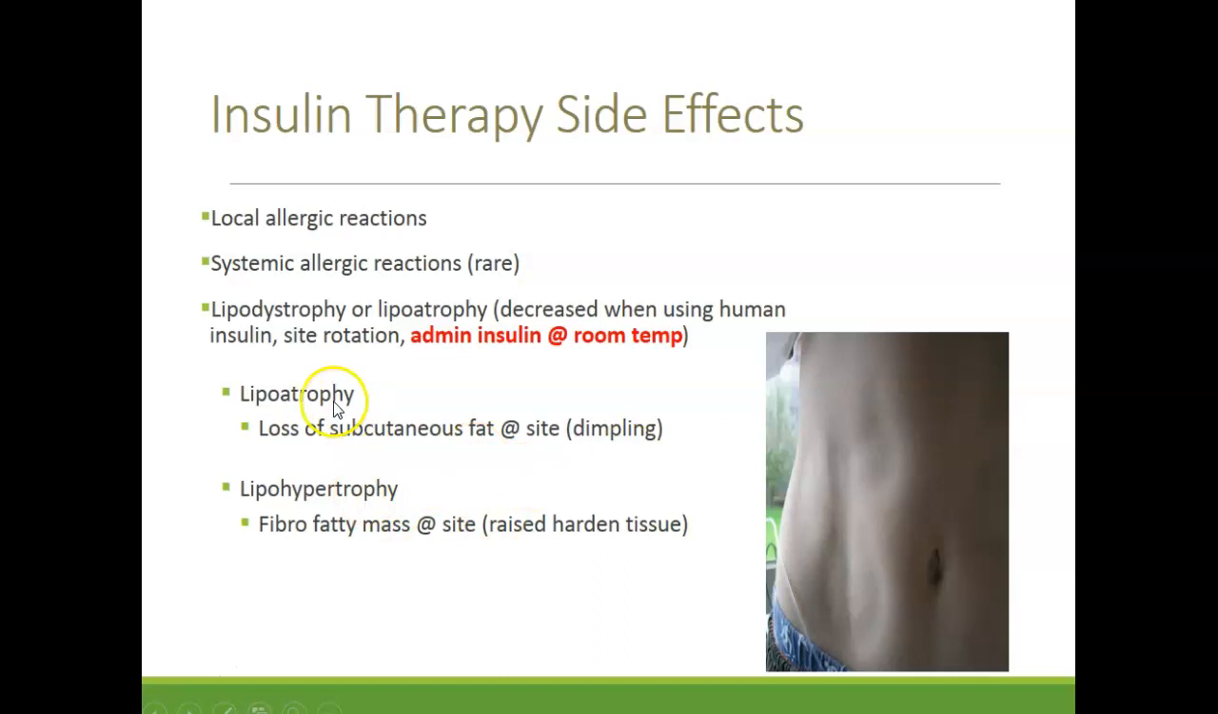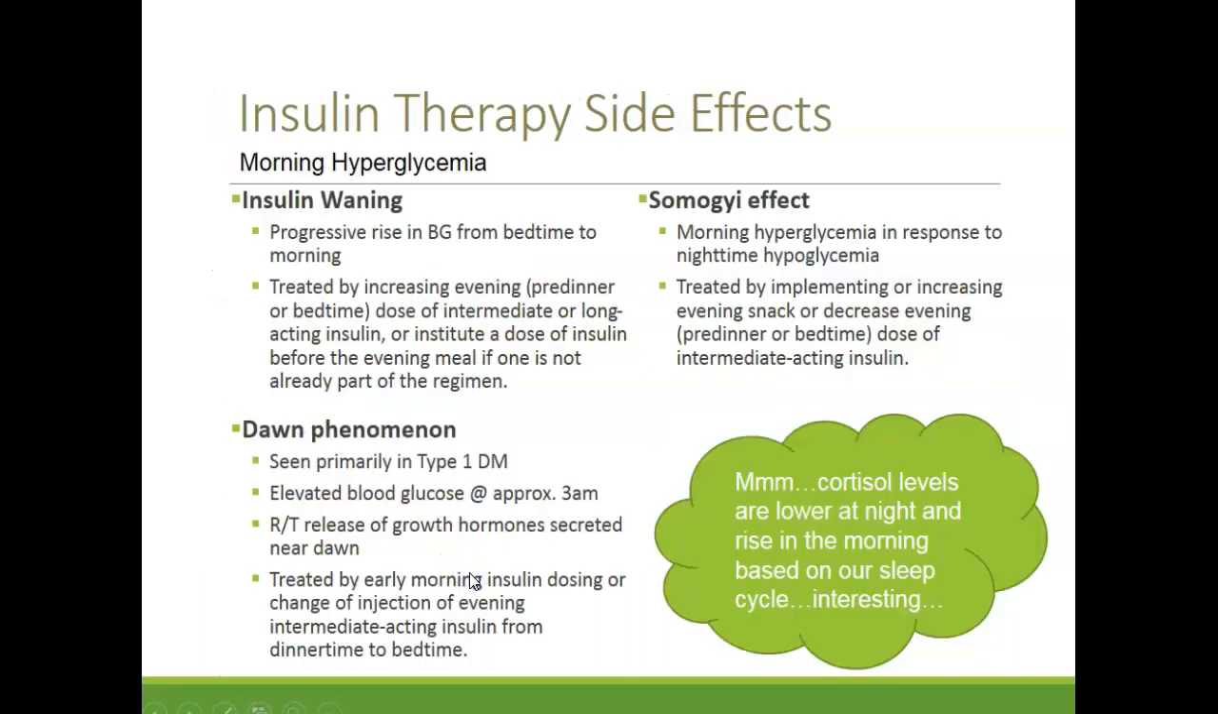So lipoatrophy is going to be loss of sub-Q fat at the site, dimpling, like you see right here. And then the lipohypertrophy, that's where you're going to see a little bit of a fatty mass or hardening. So you're going to see a raised hardened tissue, which I really couldn't find a good picture. So ways to avoid that is using human insulin, site rotation, which is a big one, and of course giving insulin at room temperature versus cold insulin. So insulin therapy side effects.